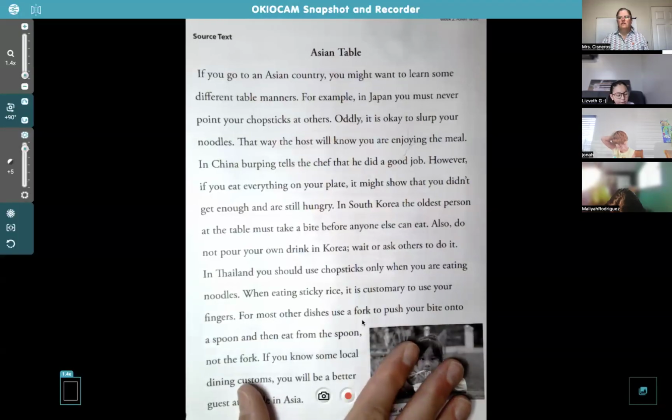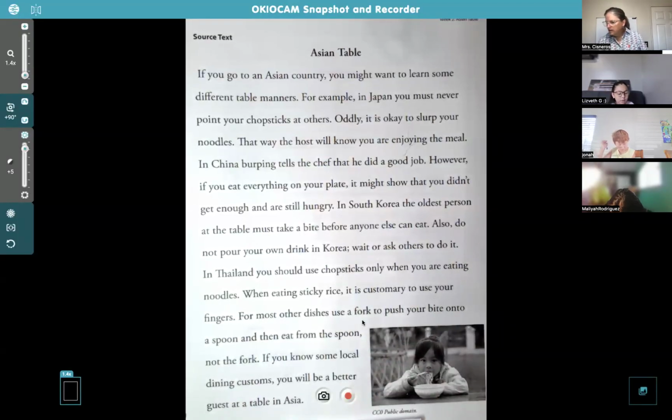And then for 11, I put local, table, and then I put star, guest, table, and then I put A for Asia. Perfect. Nice job. I love it. It's really good.